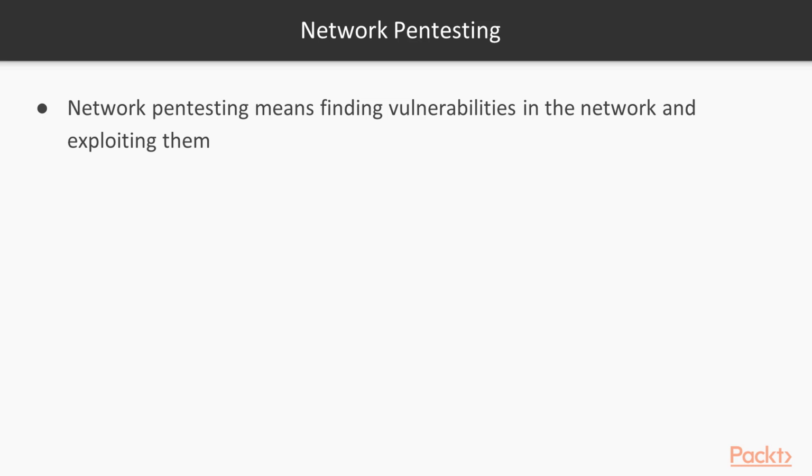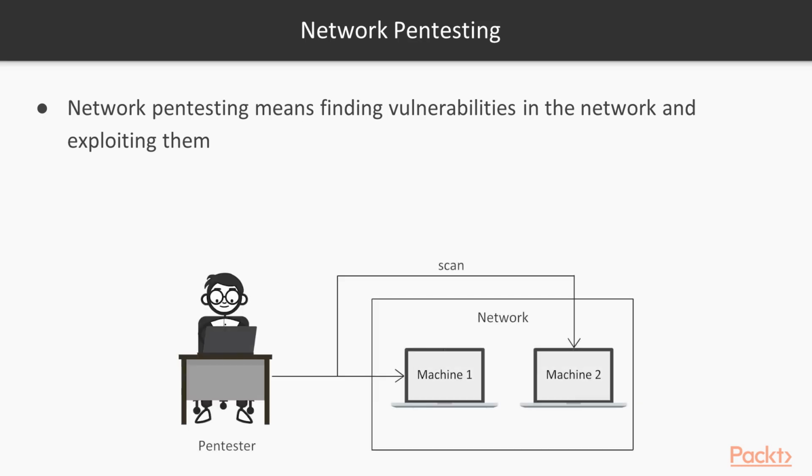What is network pen testing? Network pen testing means finding vulnerabilities inside a network and exploiting them. For example, in your network there are two machines available. This is your network. The pen tester tries to scan both machines, first finds vulnerabilities inside both machines, and then tries to exploit them. This complete process is called network pen testing.